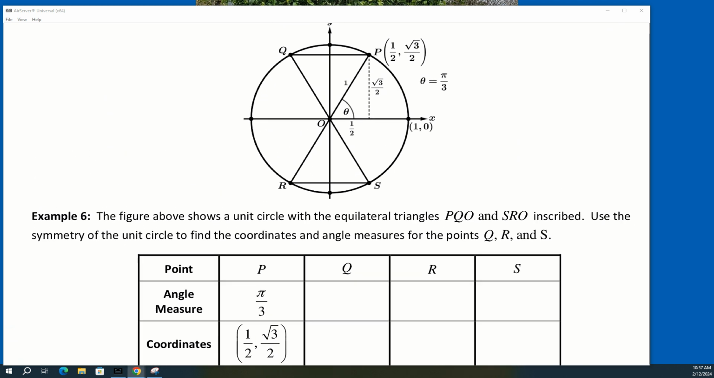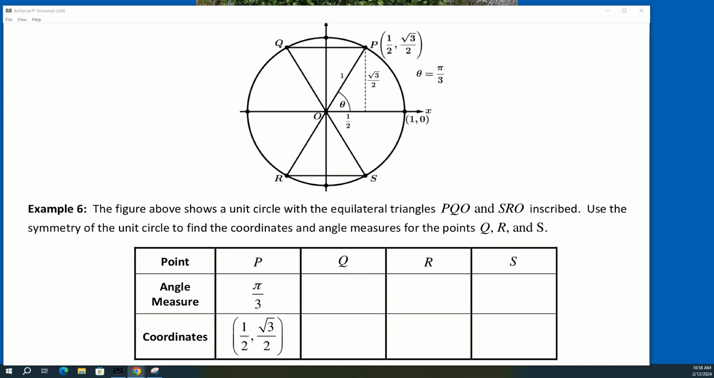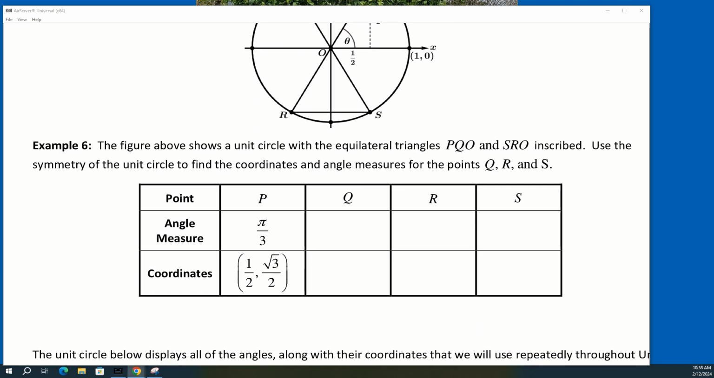Okay, and then finally we'll do the pi over 3 angles. All right, so this angle is pi over 3. Then that ordered pair is going to be 1/2 and square root of 3 over 2. So pi over 3 in quadrant 2, what do y'all think? 2 pi over 3. And then the ordered pair, the x is negative, the y is positive. All right, you guys try R and S for me.